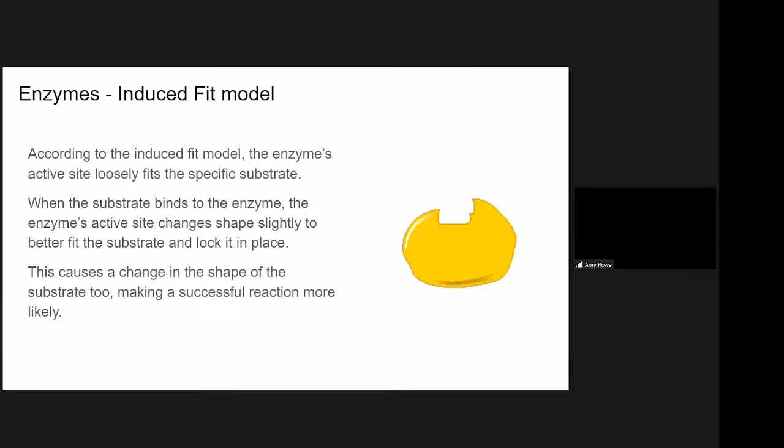So the induced fit and the lock and key model are quite similar. The difference is with the lock and key model, the enzyme's active site doesn't change shape at all, whereas with the induced fit, when the substrate binds, the active site of the enzyme kind of hugs or locks on to the substrate, changing the shape of the active site slightly, which can lead to a more successful reaction. Yes, you should know about the two models, the lock and key and the induced fit model.